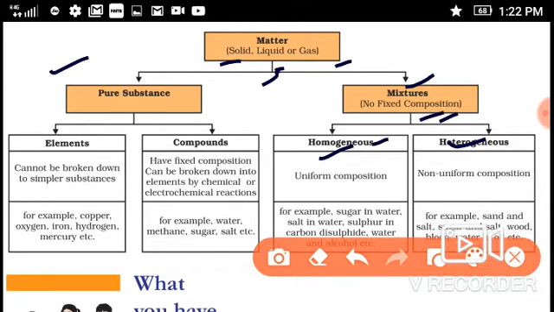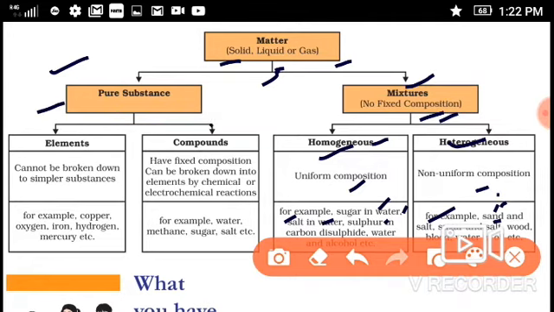There is no fixed composition. Uniform composition, like sugar in water, uniformly they have distributed. Salt in water, sulfur in carbon disulfide, and water and alcohol. Non-uniform composition, sand and salt. Means sand has its own property and salt is having its own property.